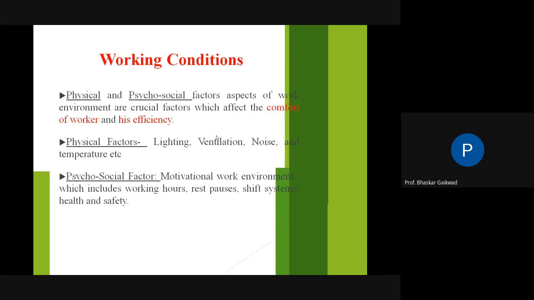Then the psychosocial factor is the motivational work environment, including working hours, rest, shift system, health and safety. This factor actually needs to be considered. Working hours may be 8 hours. In between, rest should be there. A shift system should be there. A good, healthy and safe environment should be there.